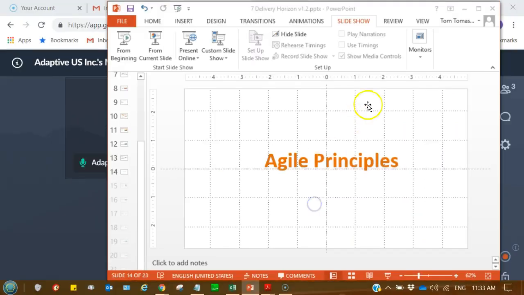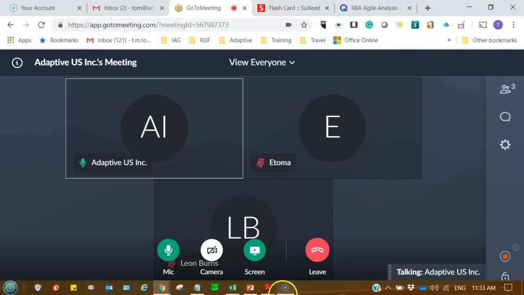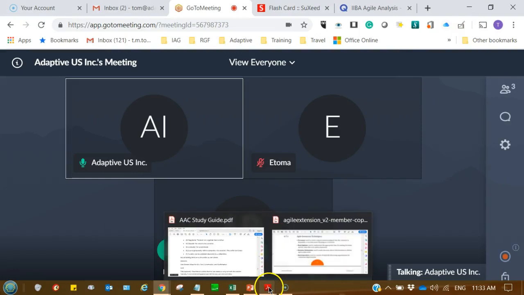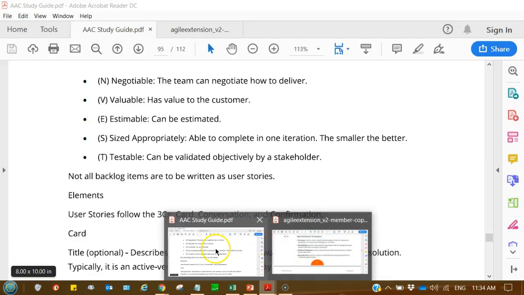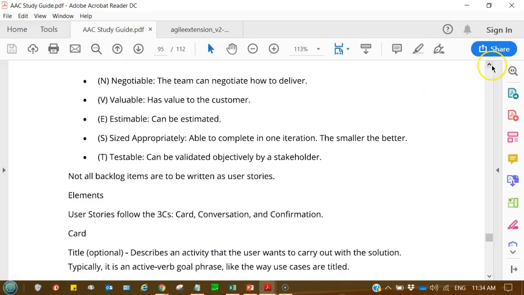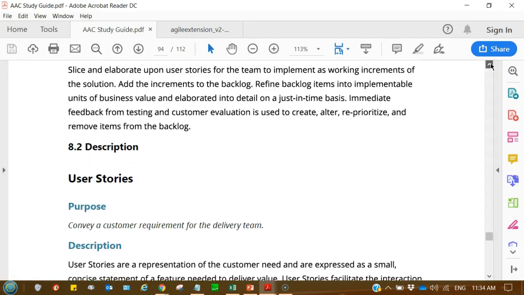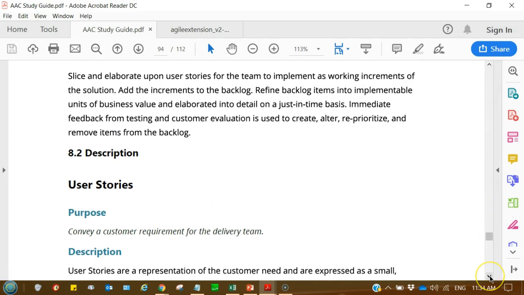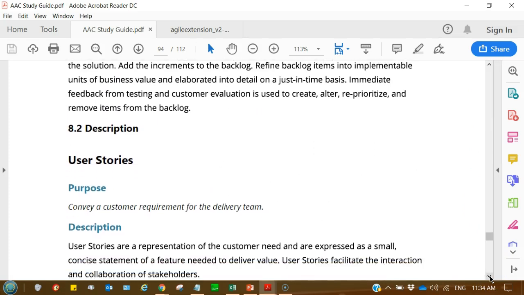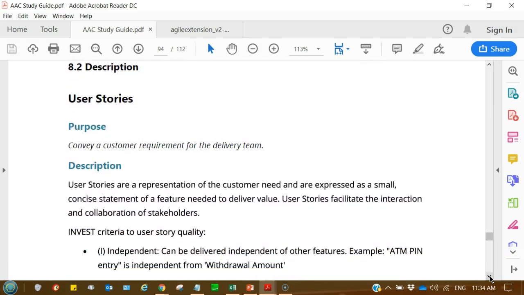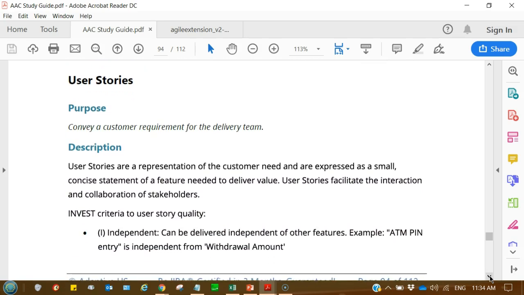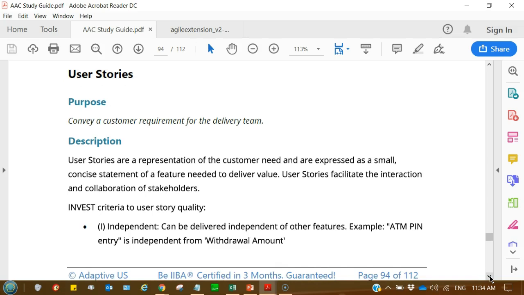Okay. So we've come to the end of the slides for the delivery session. So we'll end the show and put this away. I want to switch over. Actually, let's go to the AAC study. This is the AAC study guide, and it talks a little bit about specifically the techniques that are involved at the delivery horizon. So I wanted to spend some time going through them.